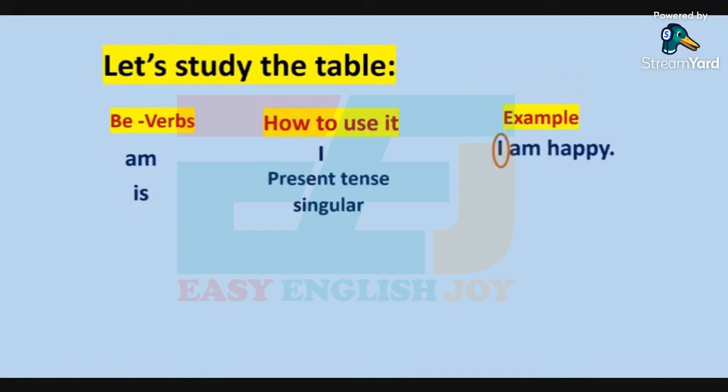Is is used in the present tense singular, example, Anna is my friend. So Anna is singular and we use a present tense is. Anna is my friend.